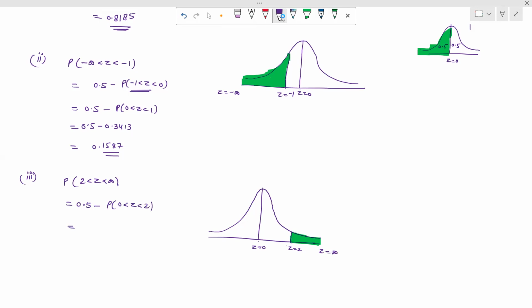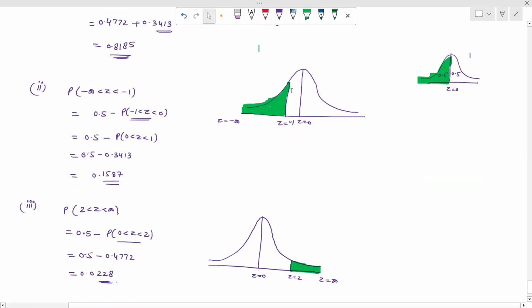So this can be written as 0.5 minus, and 0 to 2 में क्या है एरिया हमारा, फर्स्ट पार्ट में शो किया था हमने 0.4772. So 0.4772. So this we can write down as 0.0228. So this is our answer. Last part, fourth part, we say that minus infinity to 1.